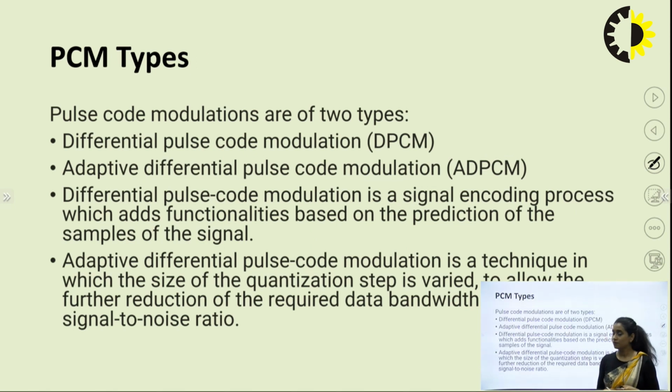Before that, we have two types of PCM that we'll study as advanced forms of PCM: differential pulse code modulation and adaptive differential pulse code modulation. In differential pulse code modulation, we use prediction techniques, and in adaptive differential pulse code modulation, we make the quantization step varying as per the input message signal. If the slope of the input is too high, we'll increase the step size, and if the slope is not too high, we'll decrease it. We'll see all that in detail.